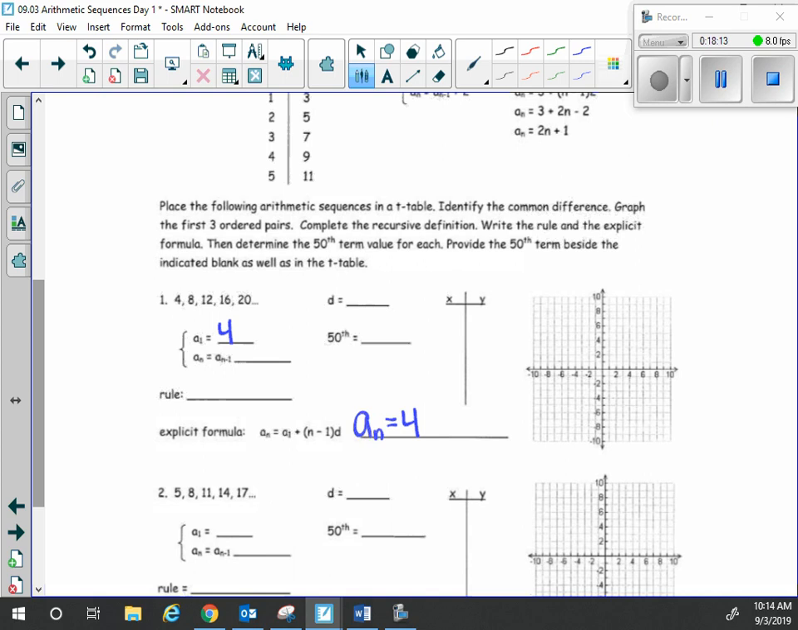So, bless you. You filled in a little bit of the recursive, you filled in a little bit of the explicit. So, 4, 8, 12, 16, 20. Now what else can I pull out from this scenario? D equals 4. Okay, so D equals 4, which is enough information for my recursive rule, right? My first term is 4, and every term after is the previous term plus 4. So there's your recursive.